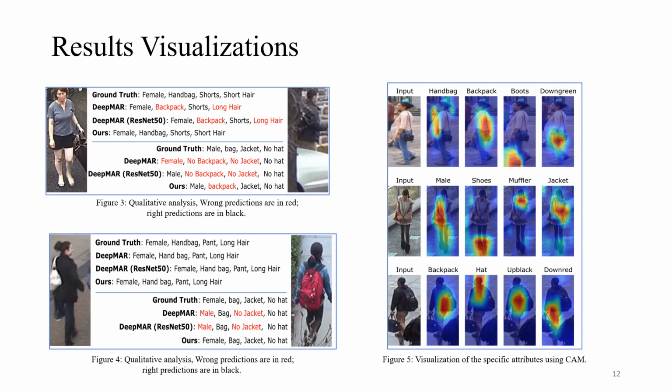These are the result visualizations of the output generated by our model. In figure number 4, we show prediction differences between 4 methods including ours. In figure number 5, we depict class activation output for a handful of attributes.